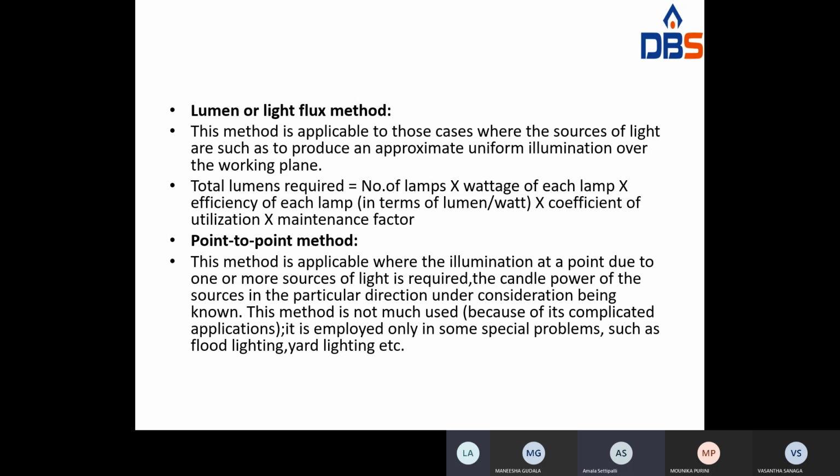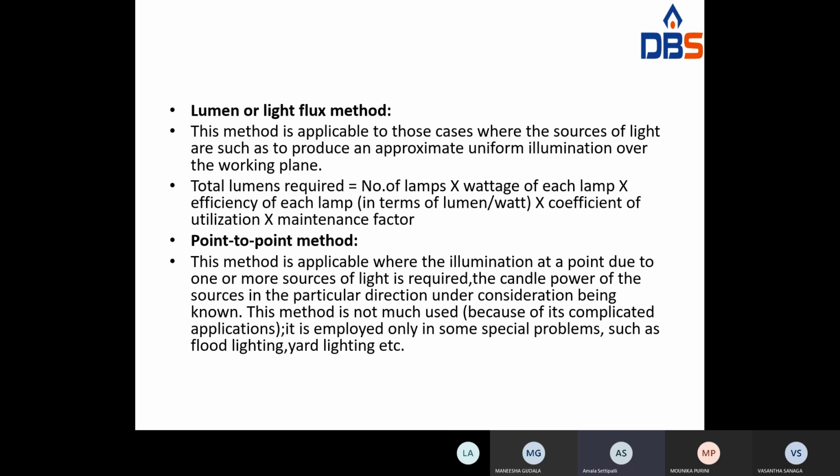The next one is the point to point method. This method is applicable where the illumination at a point due to one or more sources of light is required. Whenever you have to find the lighting, that is the illumination value, at one particular point, using one or more sources of light, the sources may be many but you find it at one point. At that time, you consider the candle power of the sources in the particular direction.